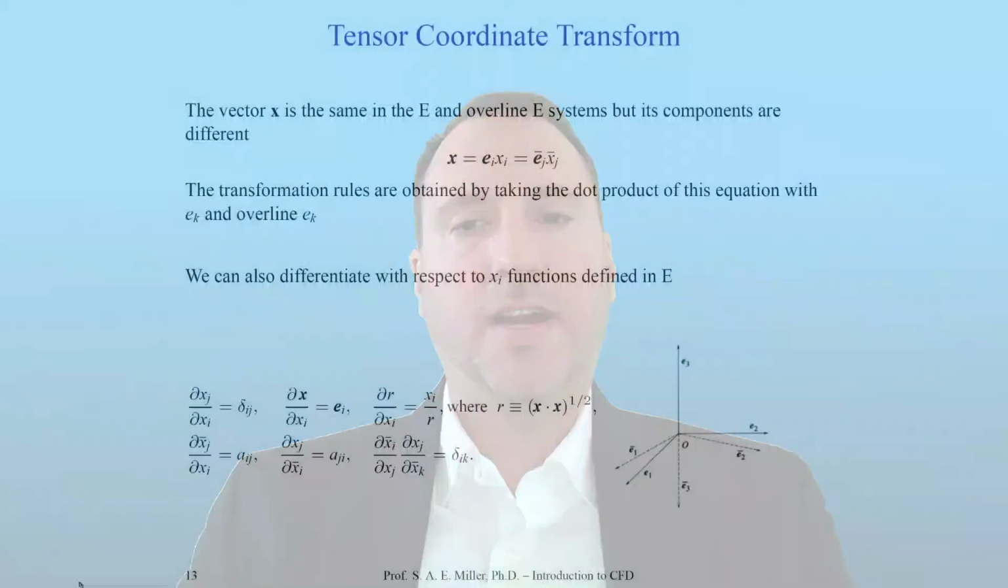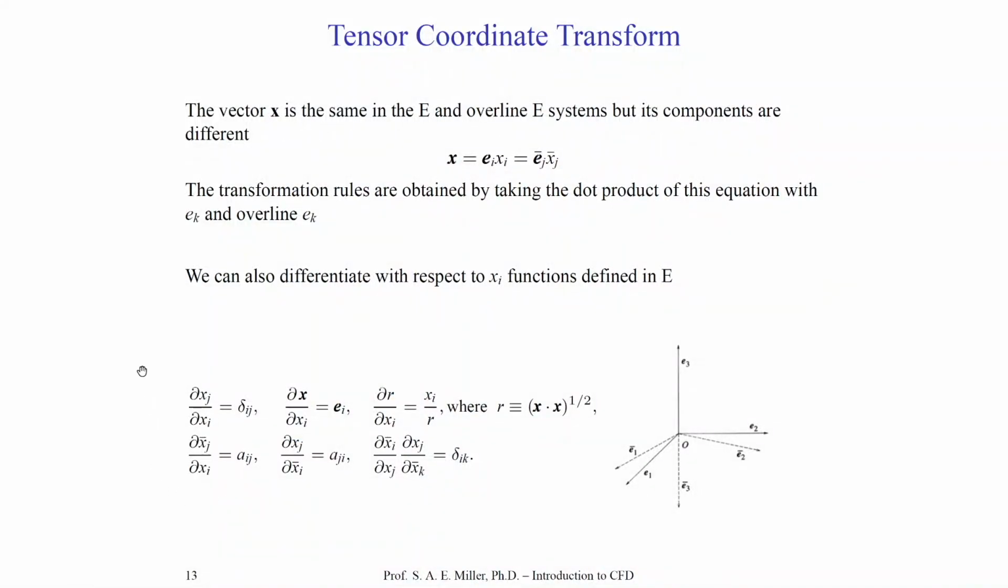Now we can also write the vector x in the same way as E and overline E systems, but we'll have different components. We'll have x equals vector E sub i, x sub i, which is equal to overline E sub j, x sub j. These transformation rules are obtained by taking the dot product of this equation with the E sub k and overline E sub k. We can also differentiate with respect to x_i the functions defined in E. I've summarized on this page these mathematical operations.